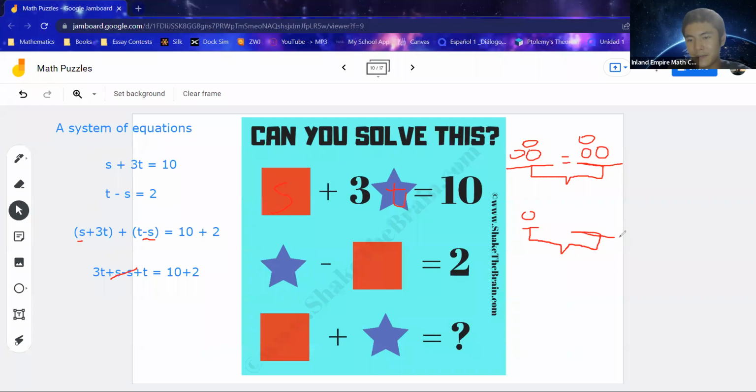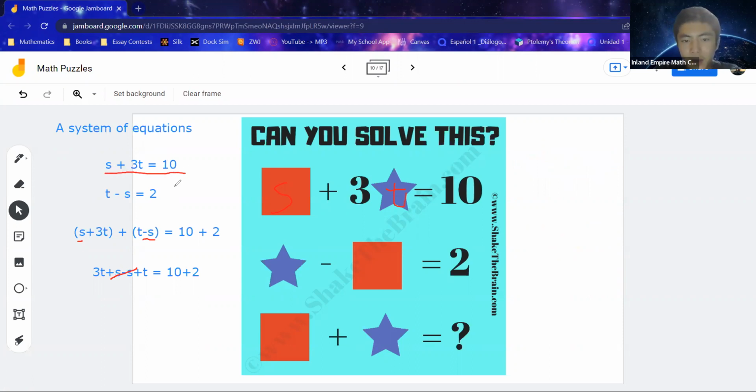Right, the scale isn't going to be balanced, right? Say you have one circle on the left, but 3 circles on the right. The right side is much heavier, so it's not going to be balanced. So it's not an equality, right? So in our case right here, we have s plus 3t equals 10.